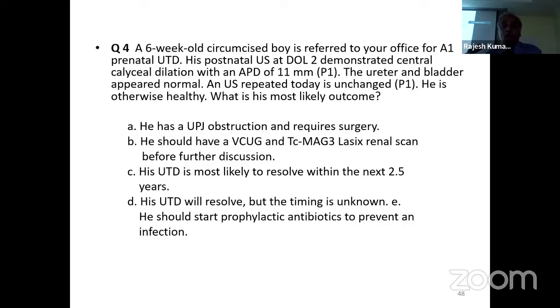Question number four. A 6-week-old circumcised boy is referred to your office for A1 prenatal UTD, right? A1, so it is a low risk prenatal. His postnatal ultrasound at DOL2 demonstrated central caliceal dilatation with an APD of 11 millimeters. Again, it is a P1, so again low risk, 10 to 15 millimeter. The ureter and bladder appear normal, and the ultrasound repeated today, that is at 6 weeks, is unchanged. So he is otherwise healthy. What is his most likely outcome?